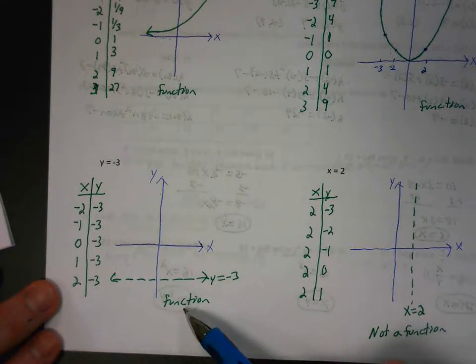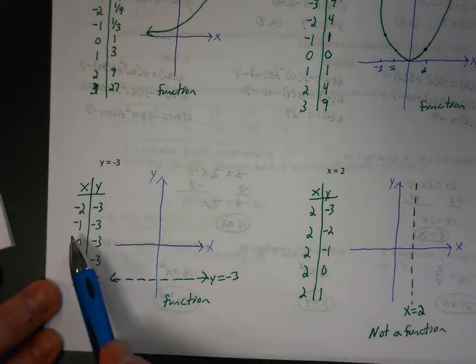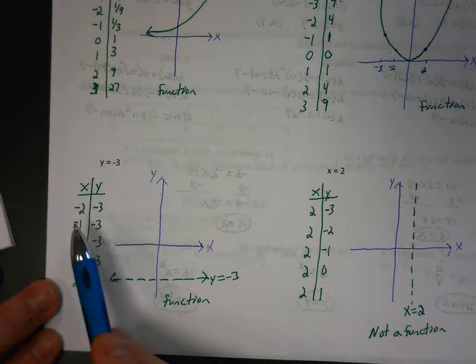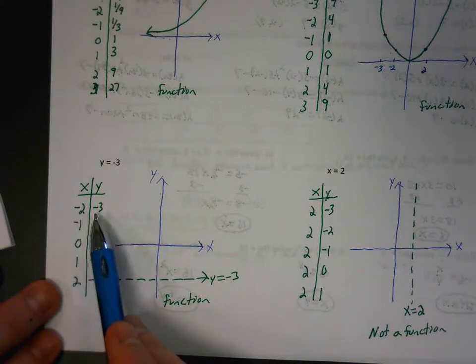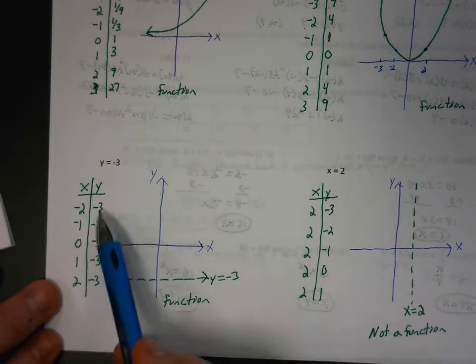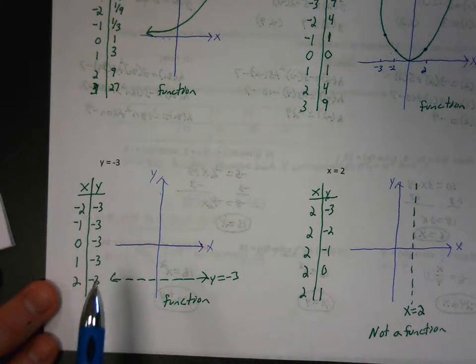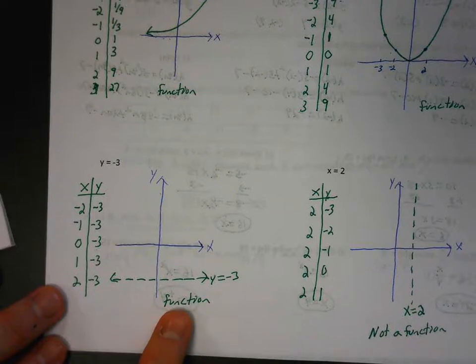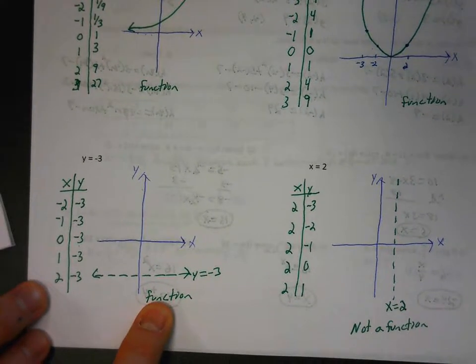Now that is a function, because if I ask you if x equals, say, 0, how many answers do you give me for y? You only tell me one answer, -3. If x is -2, what's y? -3. So each x has only one y value. Again, it doesn't matter what the y value is. It just matters that if I ask you if x equals a certain value, what is the answer for y? If you only give me one answer, then we have a function. So that's a horizontal line at y equals -3, and that is a function.